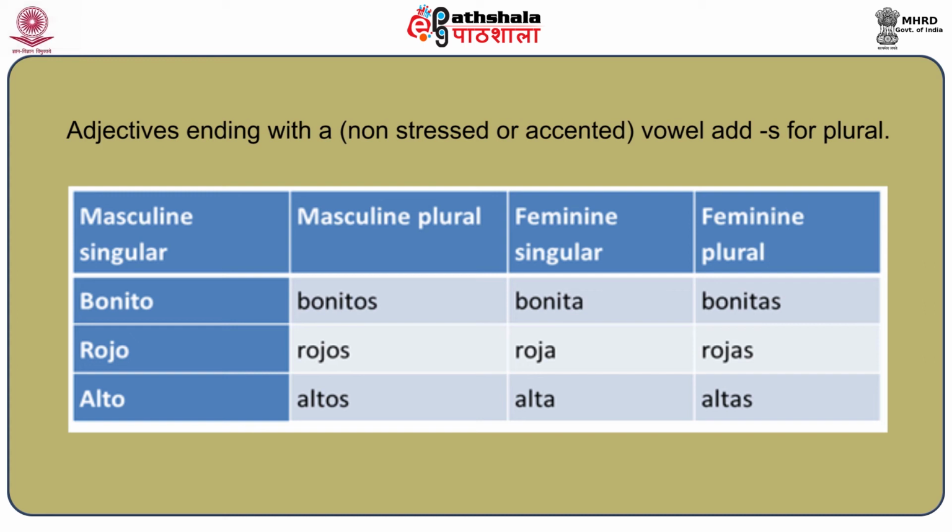If it's bonito, so the plural will be bonitos, that is we add s. Same way bonita will become bonitas, rojo will become rojos, and roja will become rojas. Alto is altos and alta, altas. So likewise, wherever the adjective ends with a vowel, you add s to make it plural.